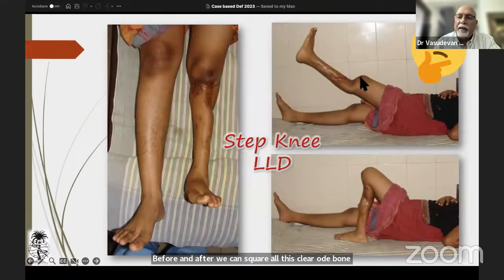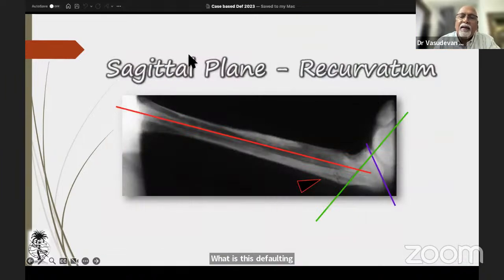This is a step knee. You can see a knee joint and a step here. What is this deformity? It's a sagittal plane recurvatum deformity. So this was the magnitude of the deformity. I have to do an osteotomy here and bring it here. An osteotomy at this CORA level is impossible because this is the tibial tuberosity. So I need to do an osteotomy at this level.